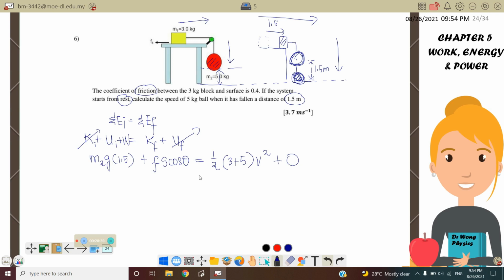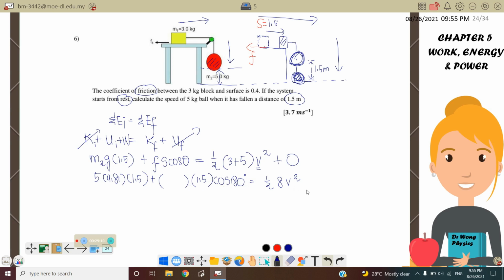Now we want to find the velocity. M2 g h is 5 times 9.81 times 1.5, plus the work done by friction. Initially the object is at this point, and when we release it, it will be pulled to the right, so the frictional force acts to the left. The displacement is 1.5, and cos must be 180 degrees because they are in opposite directions. It equals half times 8 v squared.